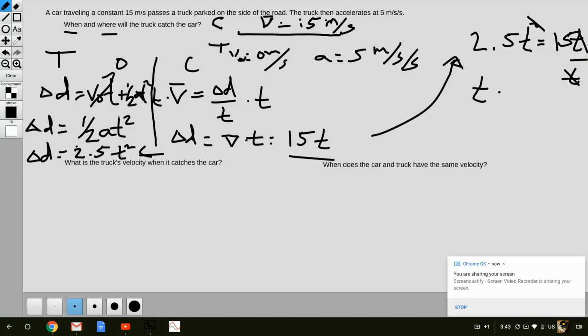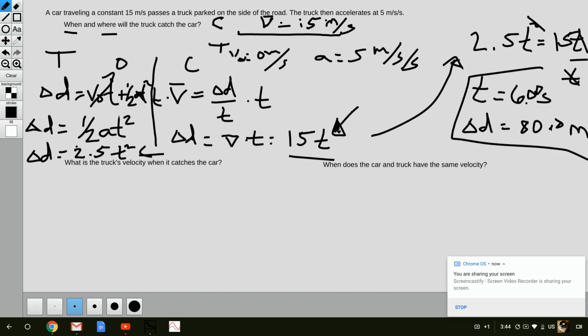So t equals, I believe it's 6. Let me do some quick math. It is 6 seconds. Now, obviously with sig figs, this needs to be 6.00 seconds. Okay. Now, how do we find the displacement? Well, we just go back to the 15t and plug in 6 for t. Well, 15 times 6 is 90. So the displacement will be 90.0 meters. And there are our two answers for part A.